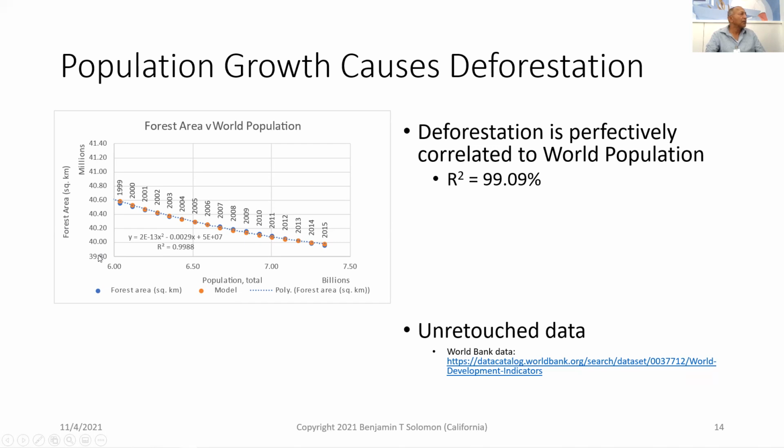It has gone from just over 40 million square kilometers to just under 40 million square kilometers. And so you can see that as the population increases, the forest coverage decreases because of deforestation. And the relationship is 99.9%, 99%, which is an incredibly good fit. You could practically say it's perfect. So we know population growth does cause deforestation.